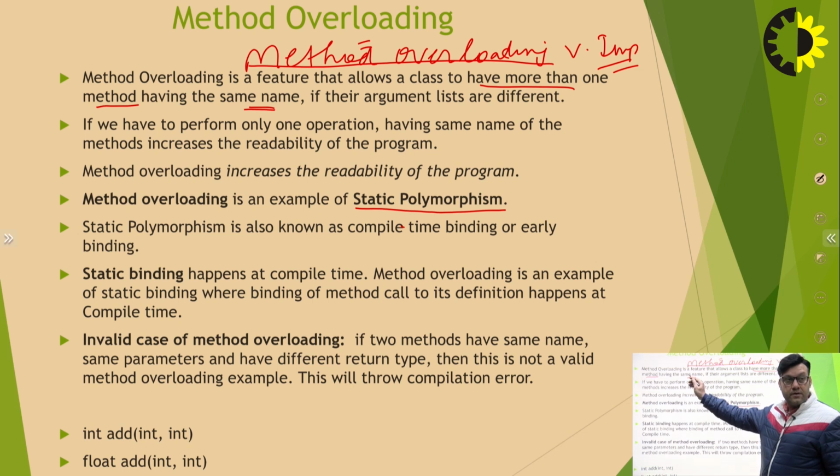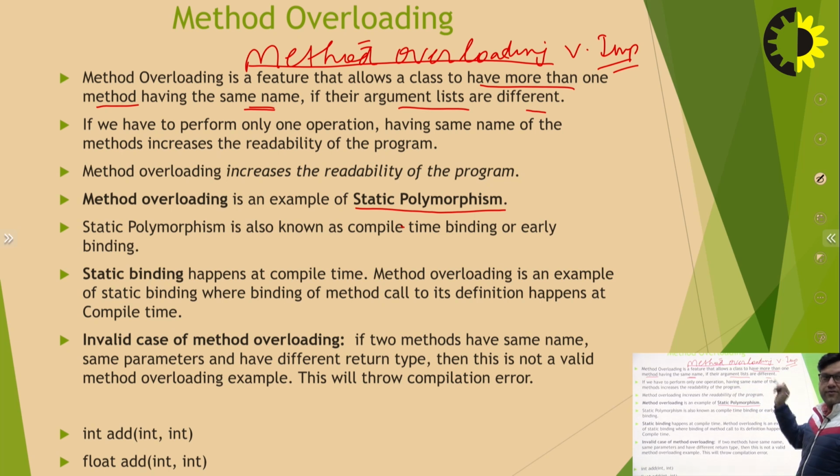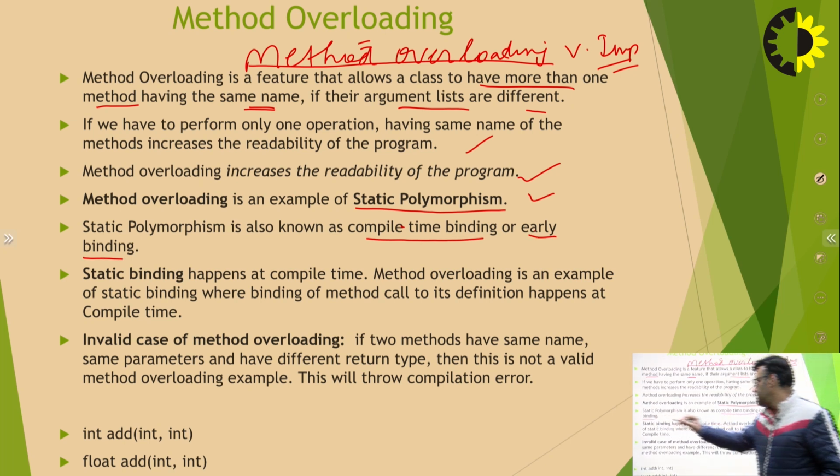If more than one method has the same name, then their argument lists are different. If we have to perform only one operation, having the same name for the methods increases the readability of the program. So what is the use of method overloading? Method overloading increases the readability of the program. It is an example of static polymorphism. It is also called compile time binding or early binding.